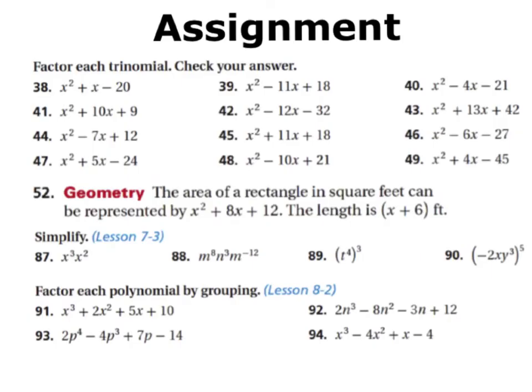Okay, guys, that's going to wrap this up for today. Your assignment is these problems. Okay, so what I want you to do is we're going to stop here for today. You can stop right where you're at.